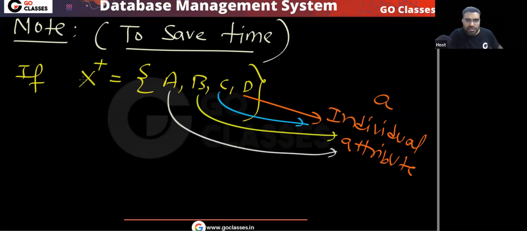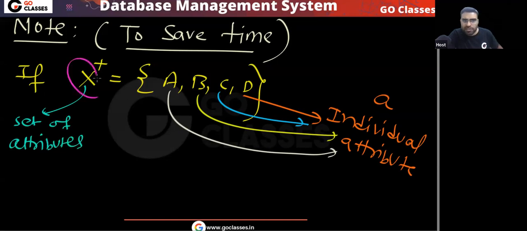And what is this X? This X is a set of attributes. For example, this X can be A, this X can be B, this X can be AB, this X can be ABCD, whatever. Okay. Now, what is the note?